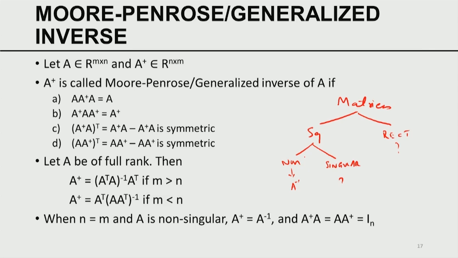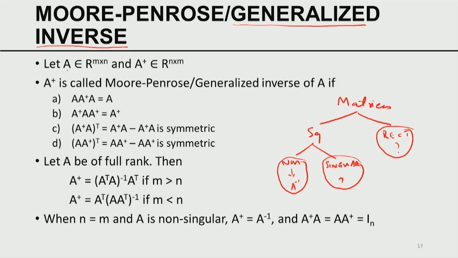So mathematicians have always been challenging themselves. How do I extend the notion of inverse of a non-singular matrix to a general case of a rectangular matrix, to a general case of singular matrix, and that is what is called generalized inverse. Generalized inverse is the generalization of the concept of inverse to matrices that are not necessarily square matrix. The notion of a generalized inverse is very fundamental.